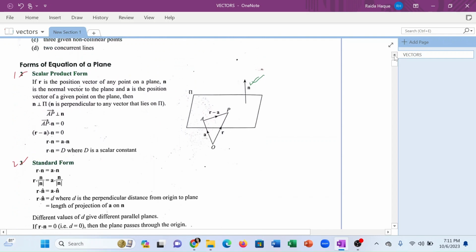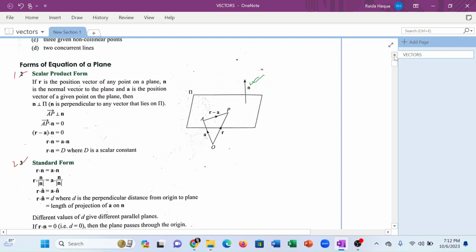So moving to our very first, which is the scalar product form. If R is the position vector of any point on the plane, N is the normal vector to the plane, and A is the position vector of a given point on the plane, then the normal is perpendicular to the plane. That is the criteria for it to be a normal in the first place, right? So normal is perpendicular to the plane.